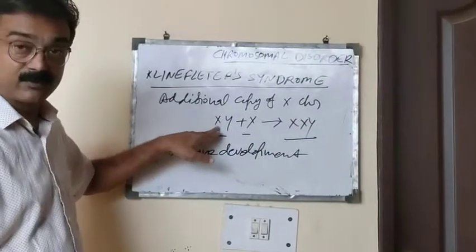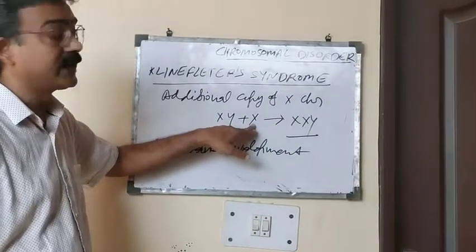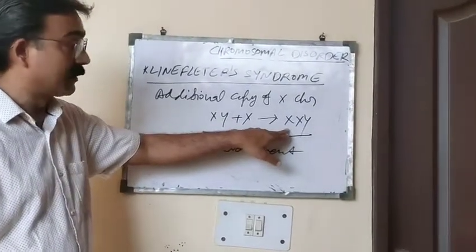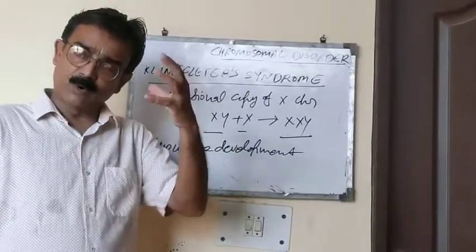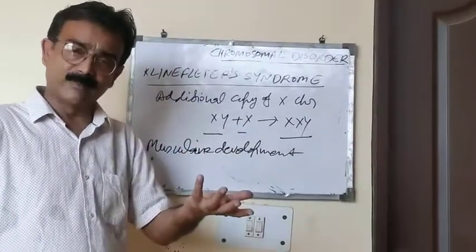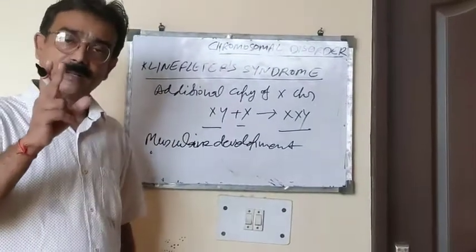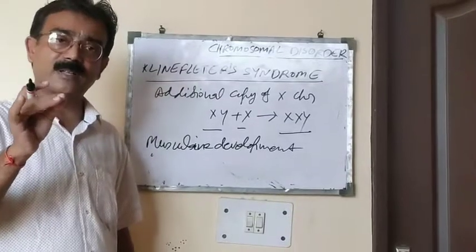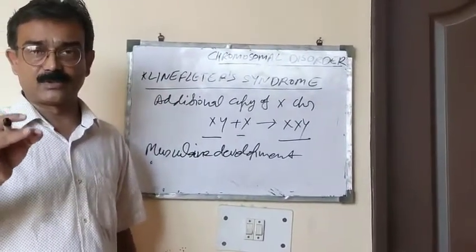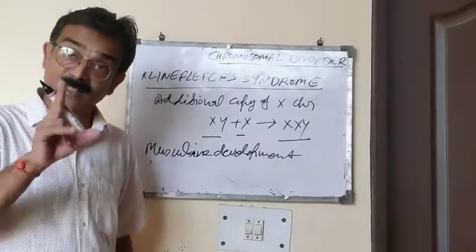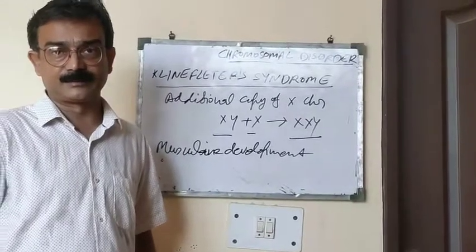Normally the 23rd pair of chromosomes in a male is like this, but because of this additional copy, the chromosome makeup becomes like this. So what happened? The body has overall masculine features and masculine development, but with this some feminine features like development of breast, a phenomenon referred to as gynecomastia, also take place, and such a male is sterile. Such a male is what? Sterile.